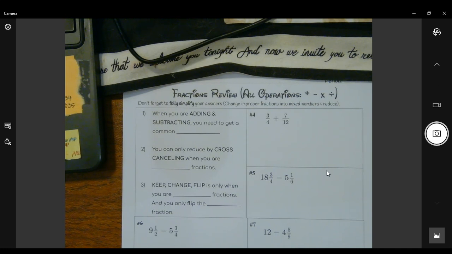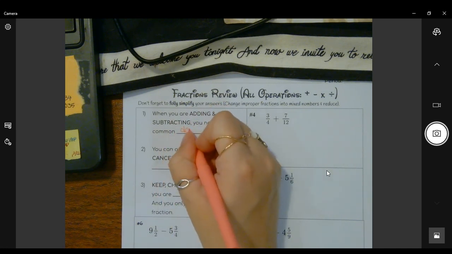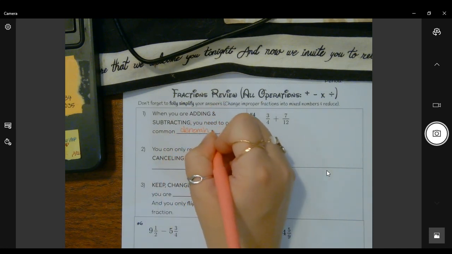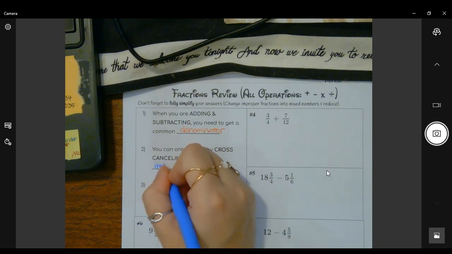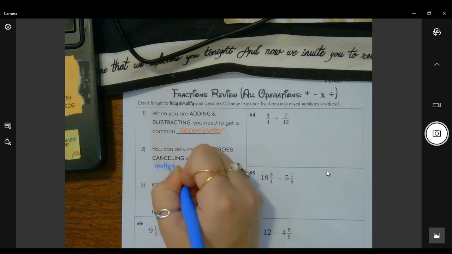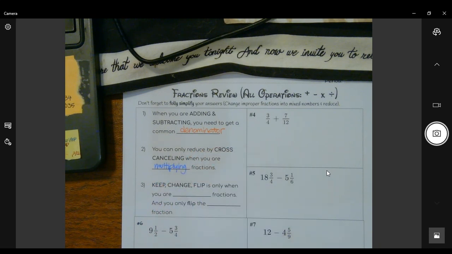Okay, so the first thing is that when you're adding and subtracting, you first need to get a common what? That's right, denominator. Only when you're adding and subtracting do you do that though. And if you get stumped on how to find a common denominator, remember you can always think of it as trying to find the LCM. You can only reduce by cross canceling when you are multiplying fractions. That's the only time that you can reduce with cross canceling.